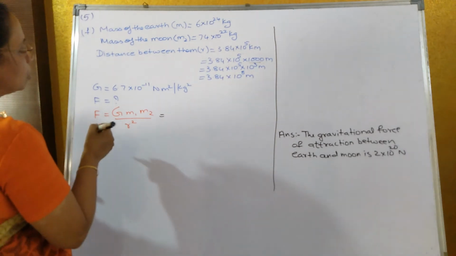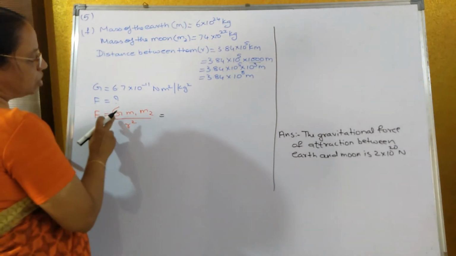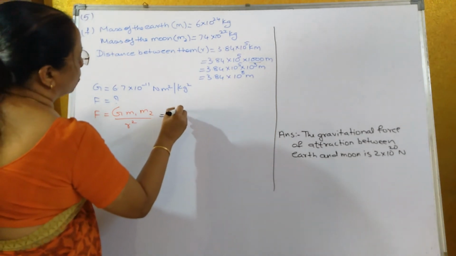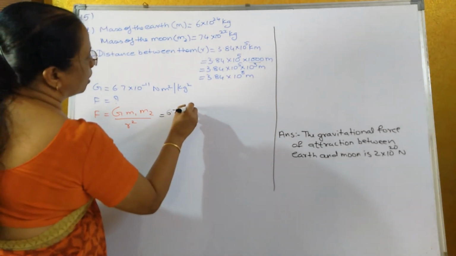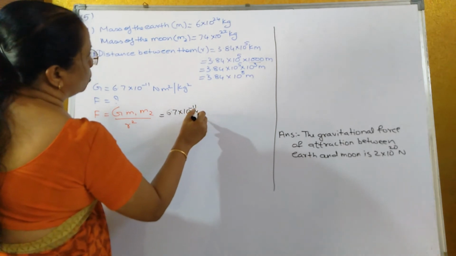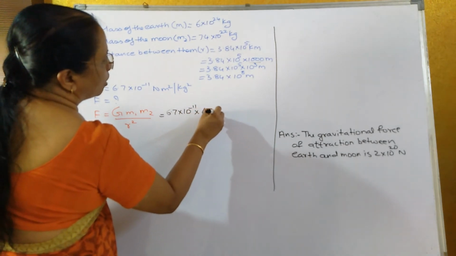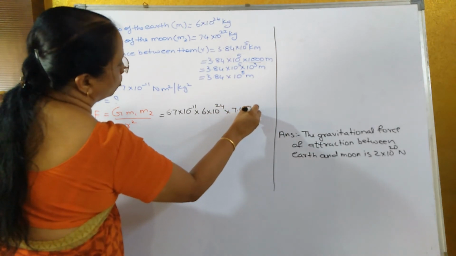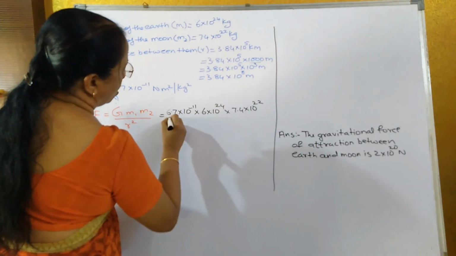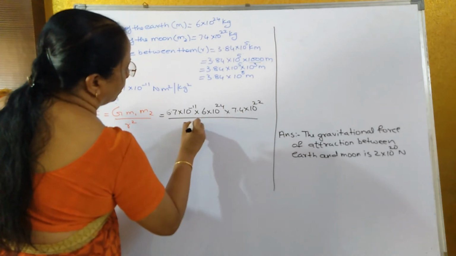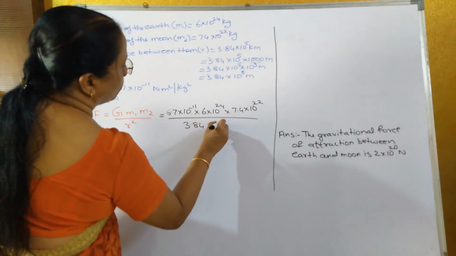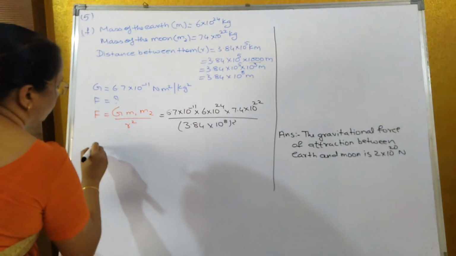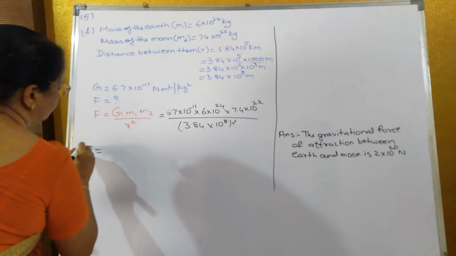Now substitute the value. F is equal to G m1 m2 upon r square. So G is equal to 6.7 into 10 to the power of minus 11 into 6 into 10 to the power of 24 into 7.4 into 10 to the power of 22 upon 3.84 into 10 to the power of 8 the whole square. So that is equal to, F is equal to how much?